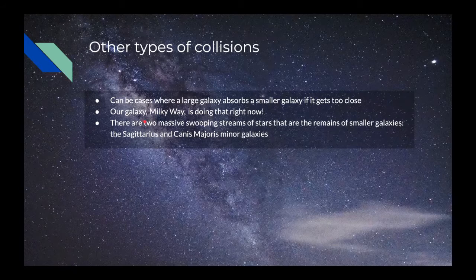But there are two massive streams of stars that are sort of the remains of smaller galaxies. They flow over the top of the Milky Way. They're the remains of the Sagittarius and Canis Majoris minor galaxies. They're called minor galaxies because they're small. And yes, this Canis Majoris is called major. Don't question it. Just remember Sagittarius and Canis Majoris. That's all I'm going to say.